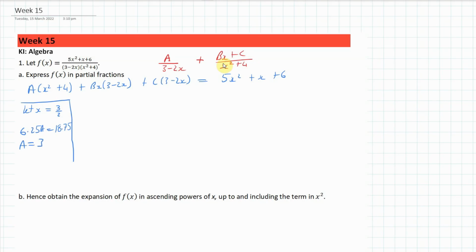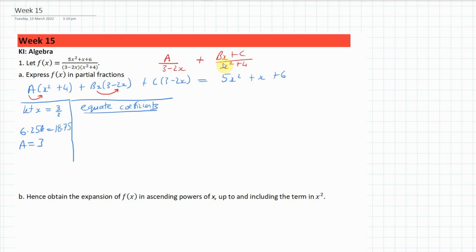And then the next bit that I would probably do is equate the coefficients for the x squared terms. If you look at it, there are only a couple of ways that we can make an x squared term. We could times a by x squared, or bx times negative 2x. Those are the only ways that we get an x squared term.